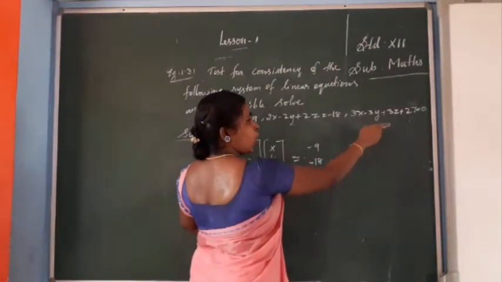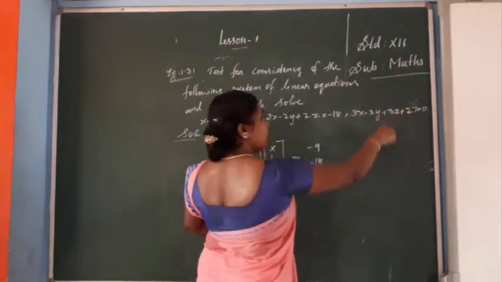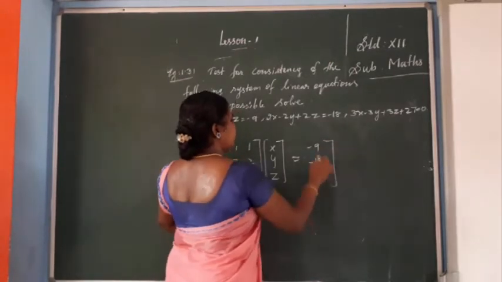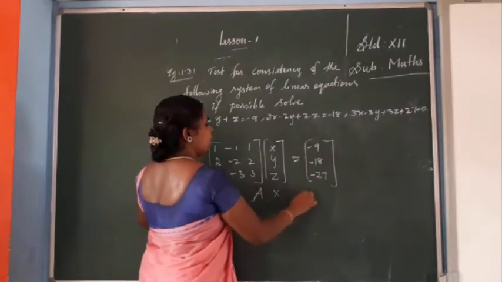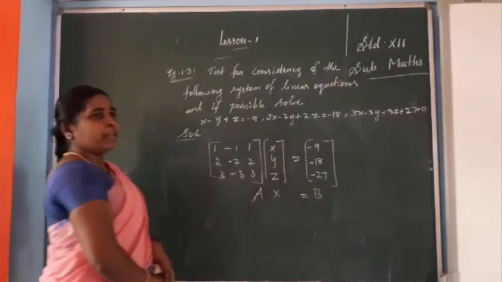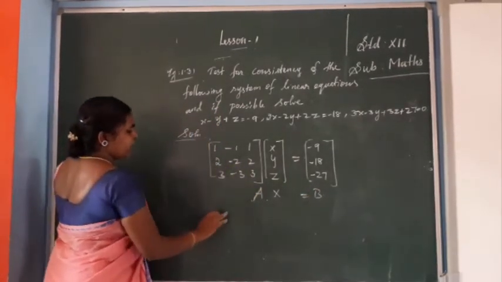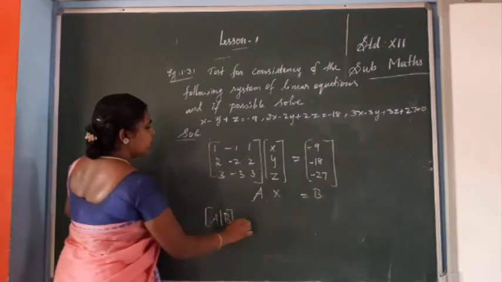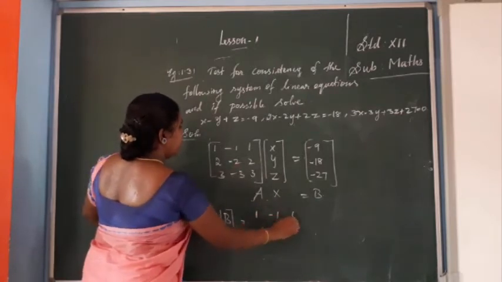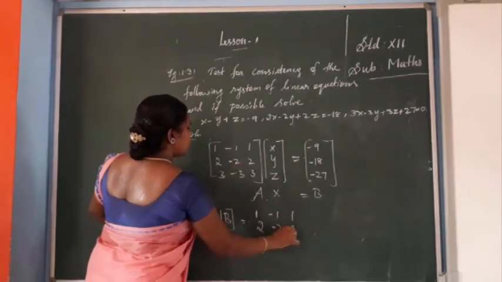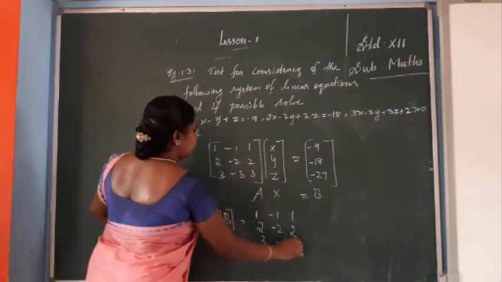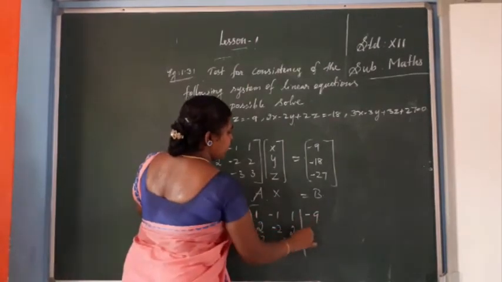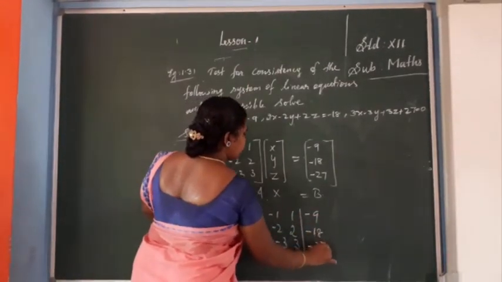You see there the constant is on the left hand side. Change the symbol: if it is plus you have to say minus. So minus 27. Okay, so AX equal to B. Next, the augmented matrix A bar B. A bar B equal to this A: 1 minus 1 1, 2 minus 2 2, 3 minus 3 3, bar, next B. B is here: minus 9, minus 18, minus 27.